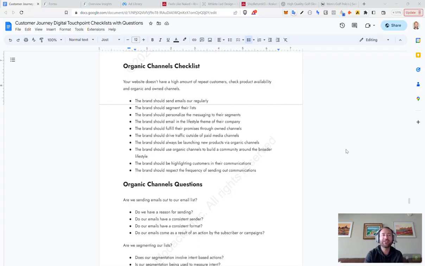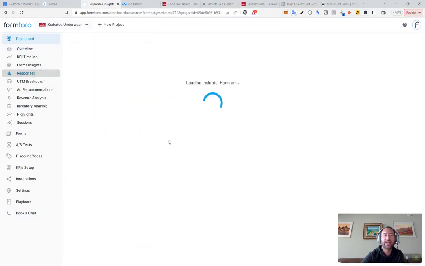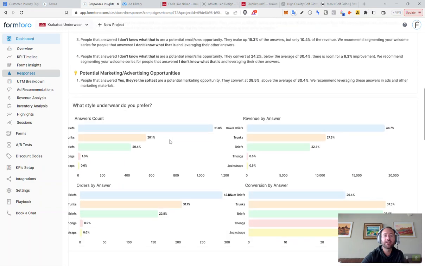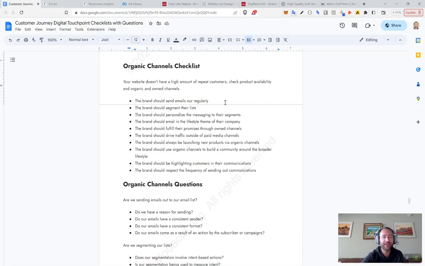If you're collecting data, for instance, as we showed earlier, about what matters to people in a product, for instance, front pouch support, etc., you should go find reviews to integrate into their customer journey during their welcome series or send out a campaign specifically to them pulling reviews. Hey, we have over 10,000 reviews on our website. Here's the three that match most closely to the data that you provided us. That's helpful. That's something of value. It helps people do something right.